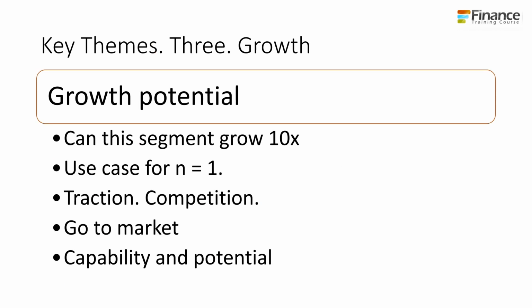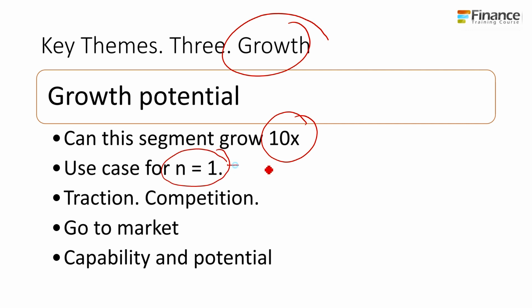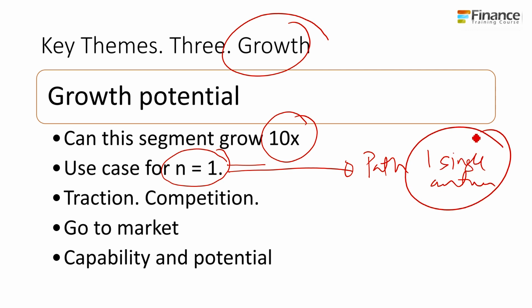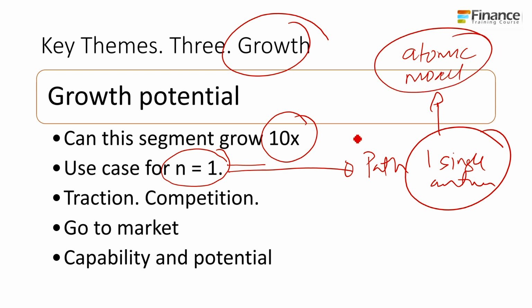Your third theme is growth. Now, we've already spoken about the fact that 10x growth is important, but how do you get to 10x growth? You get to 10x growth by starting with a simple use case for n equals 1. Walk me through the path of how a transaction would work for one single customer. This essentially is the atomic level breakdown of your financial model. Your financial model starts here. How do I make money for one customer?